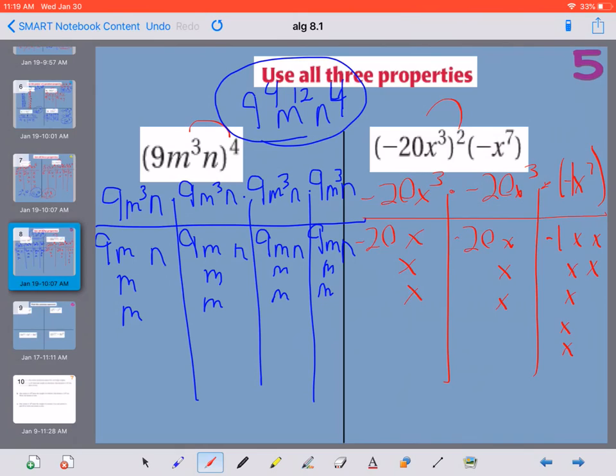So if we were to multiply this then, we would have negative 1 times negative 20 squared. And 3 x's plus 3 more x's, that's 6, plus 7 is x to the 13th. Now we can simplify this to 20 times 20, which is 400. So negative 1 times 400 x to the 13th. And we could finally just simplify that to negative 1 times 400, which would be negative 400 x to the 13th.